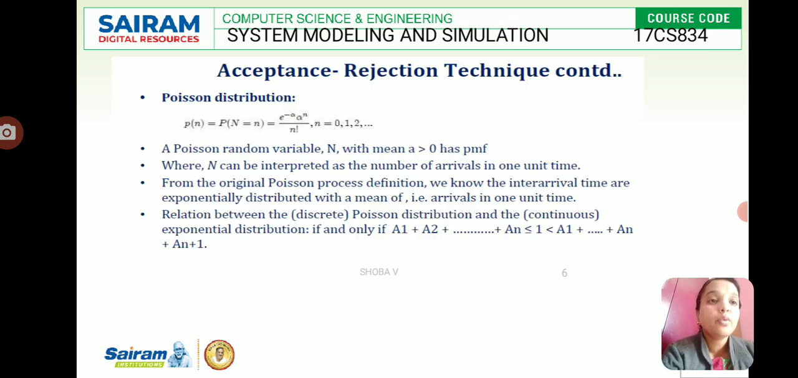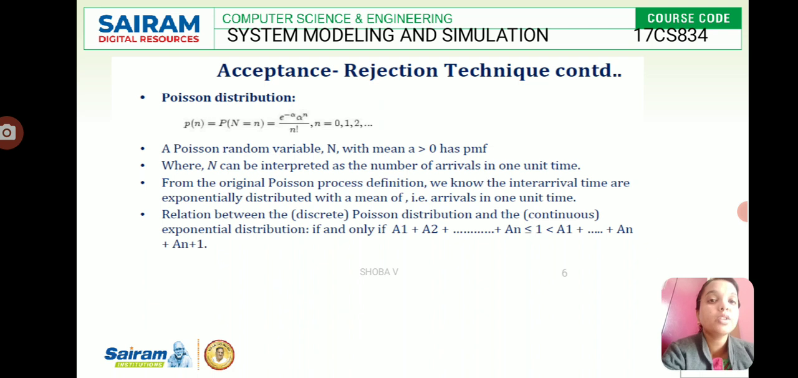Now, this is a continuation of the acceptance and rejection technique. There is a Poisson distribution, p(n) equals e^(-alpha) alpha^n divided by n factorial, where n equals 0, 1, 2. So it is a Poisson random variable with mean alpha greater than 0, where n can be interpreted as the number of arrivals in one unit time.